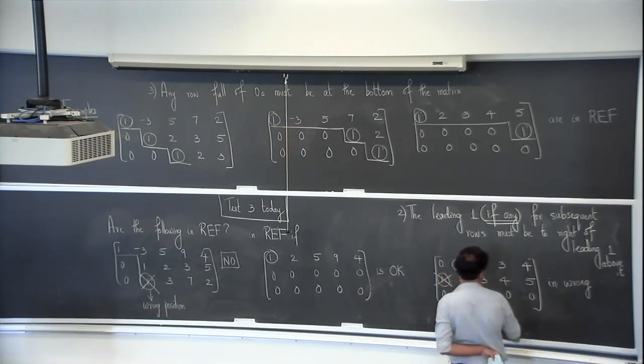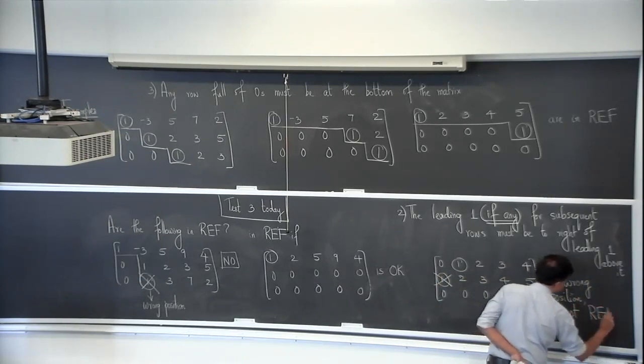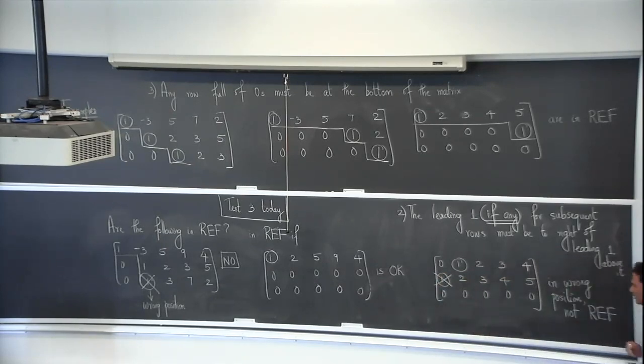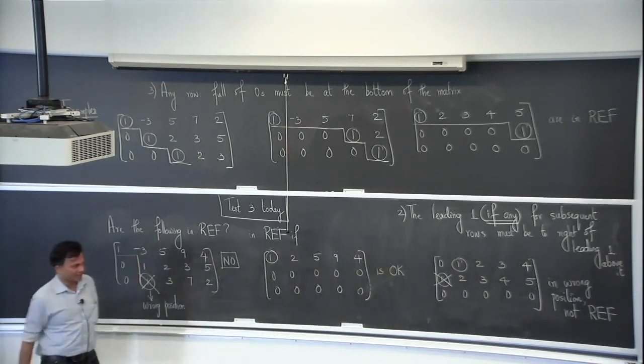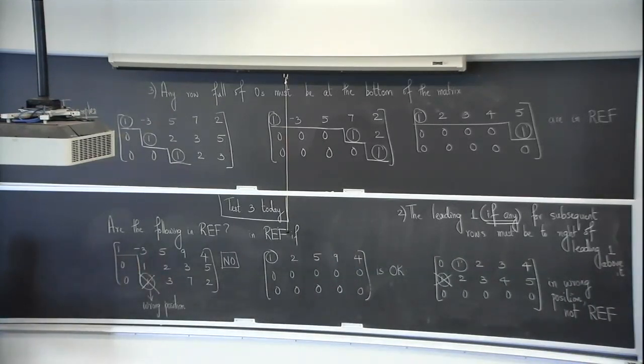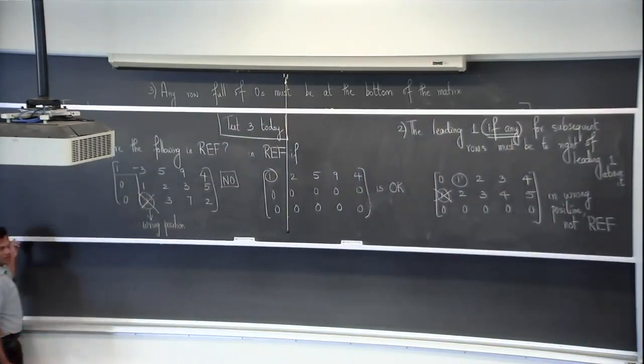This is in the wrong position actually. So not REF. So I hope this is clear: what qualifies a matrix to be in the row echelon form, and what does not. The good news is if something is not an REF, we can always do some manipulations and make it REF. So all hope is not gone just because they are in the wrong positions. It's easy to convert one to the other by doing some simple manipulations.